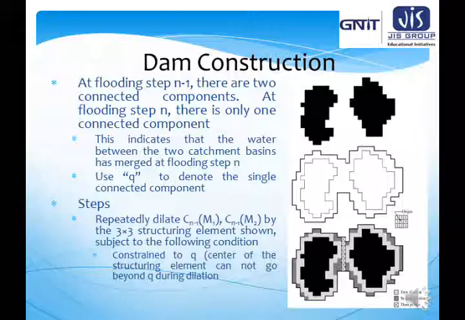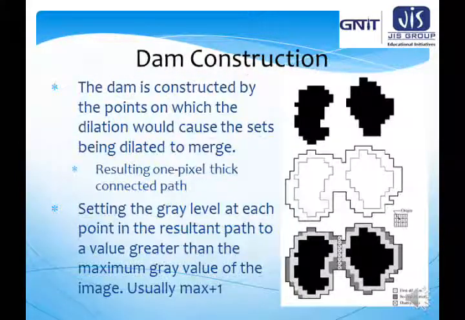Use q to denote the single connected component, and then repeatedly dilate Cn-1 of M1 and Cn-1 of M2 by the 3x3 structuring element shown, subject to the following conditions. The center of the structuring element cannot go beyond q during this dilation process. The dam is constructed by the points on which the dilation would cause the sets being dilated to merge, resulting in a 1 pixel thick connected path.